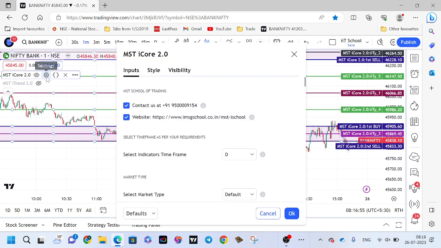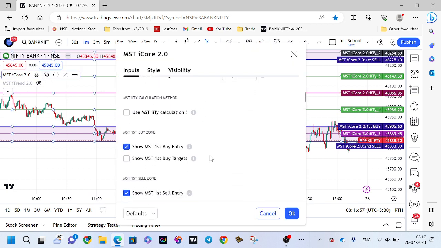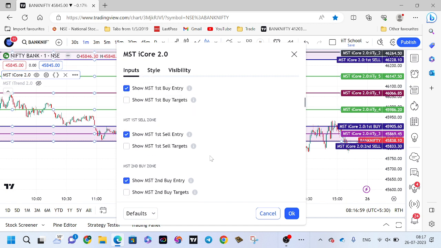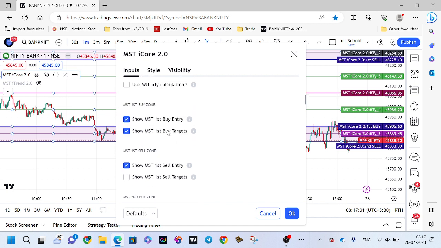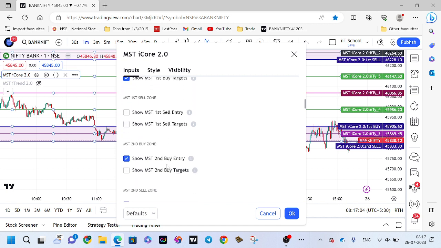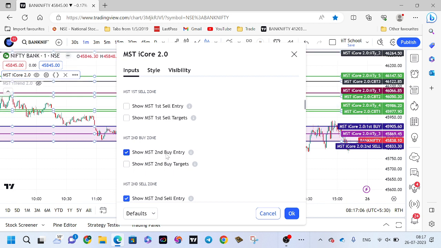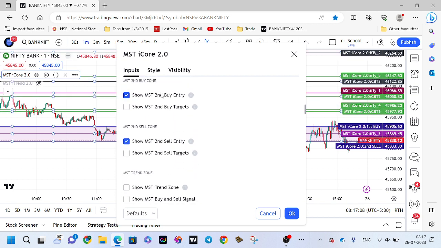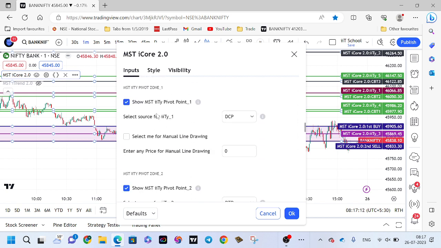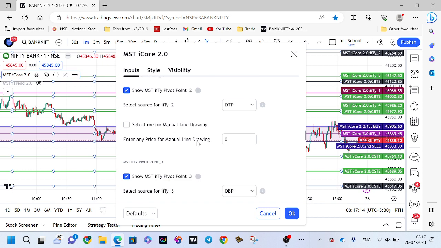If buy is activated, we have to remove the sell. If sell is activated, we have to remove the buy. Don't forget. So I am keeping the first buy entry, because sell is not activated, only buy is activated. I am also enabling the second sell and second sell targets. Now I can remove all other extra things.